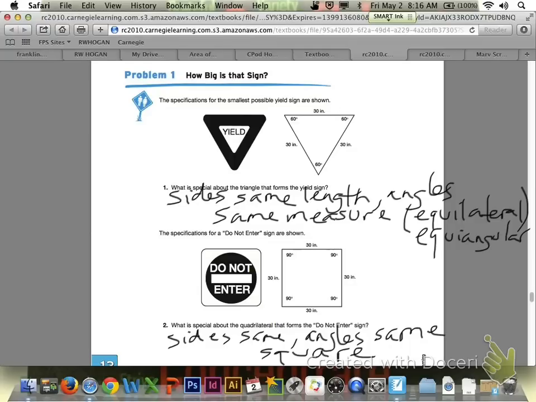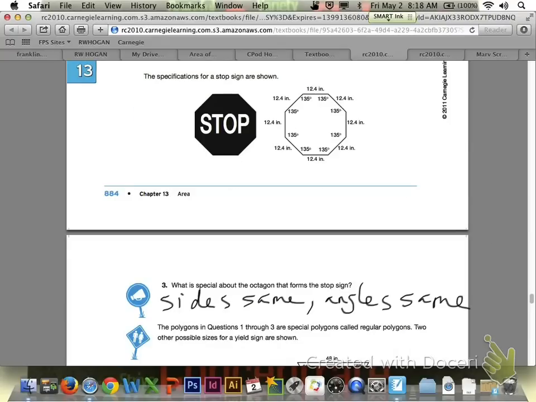For the do not enter sign in number 2, what is special about that quadrilateral? The sides are all the same length and the angles all have the same measure. This quadrilateral would be classified as a square. If you look at number 3, the stop sign, what is special about that octagon? Again, all of the sides are the same length and the angles have the same measures.